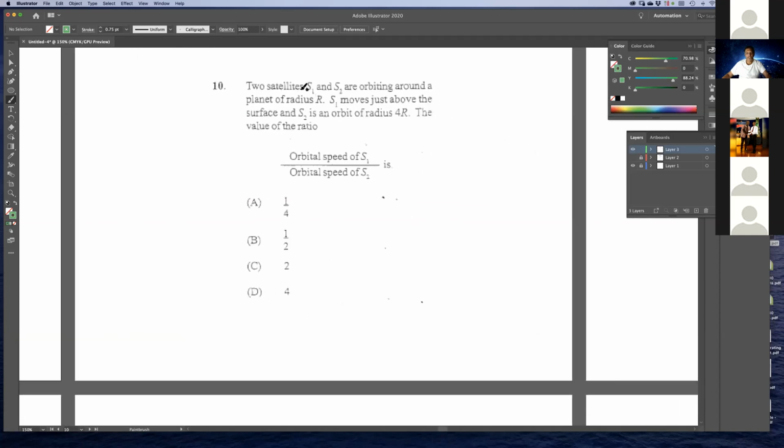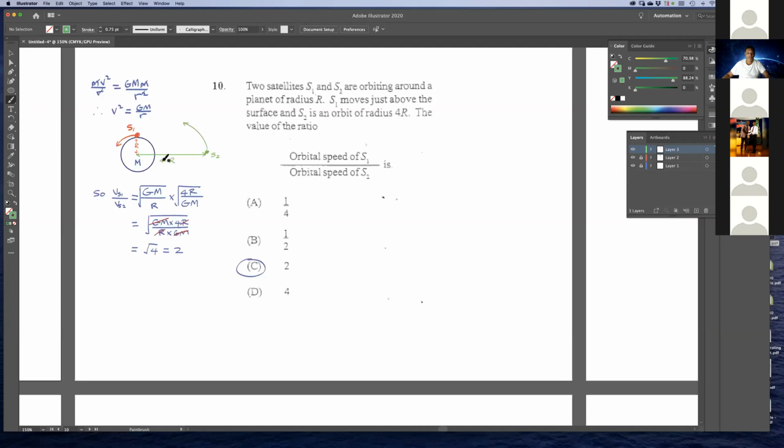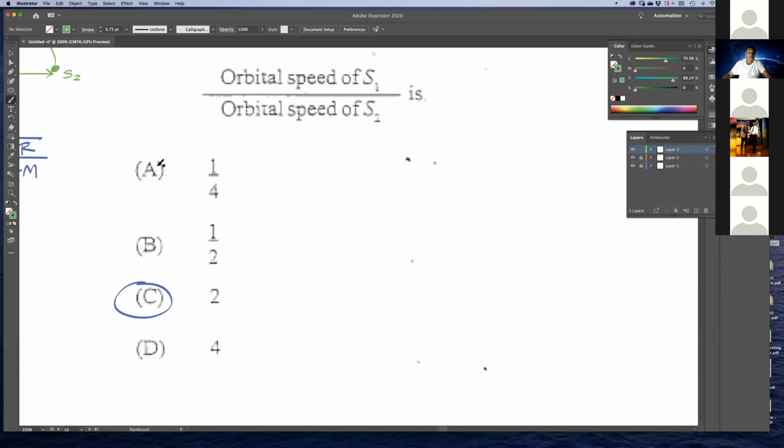Interesting question. Two satellites, S1 and S2, are orbiting around a planet. They're both orbiting around the same planet of radius r. S1 moves just above the surface, so the radius of S1's orbit would be r. And S2 has an orbital radius of 4r, meaning from the center of the planet to S2 would be 4r. I've already rendered this in a diagram to make our lives a little bit easier. I'll go in tighter to show you.